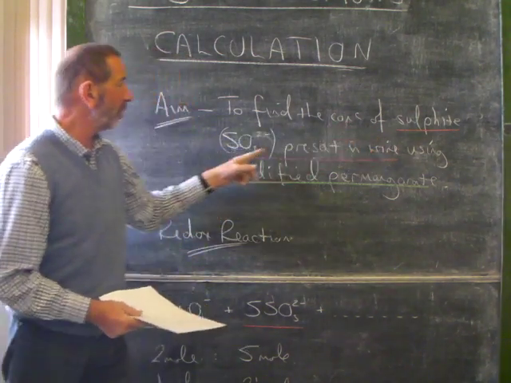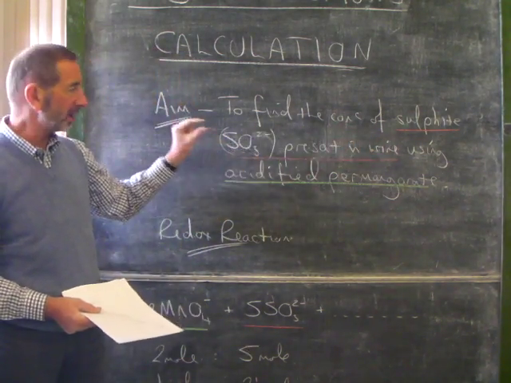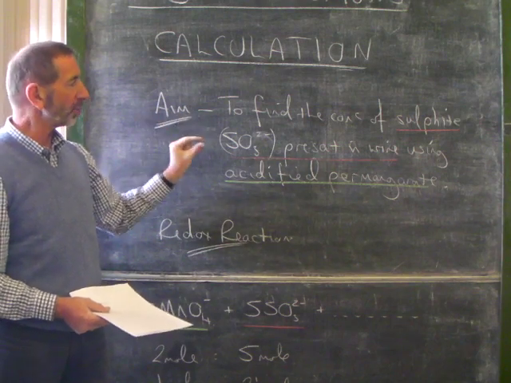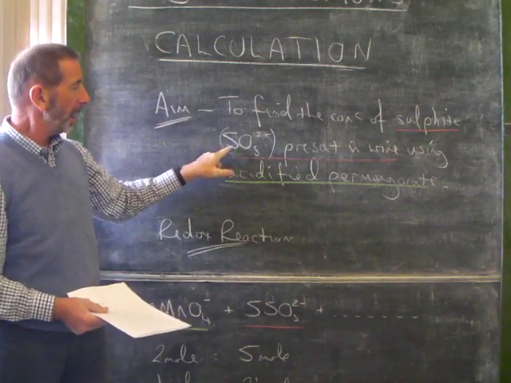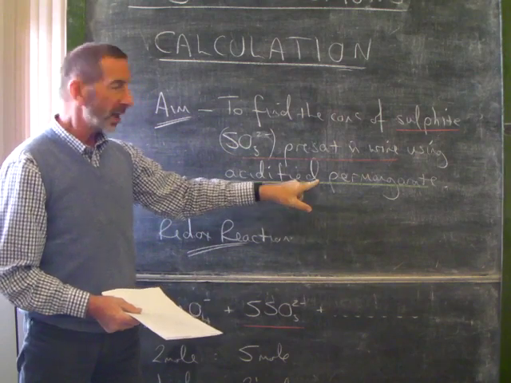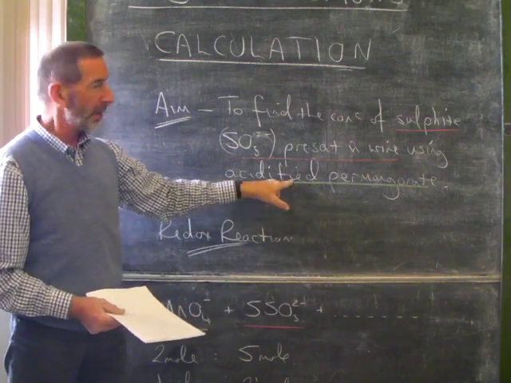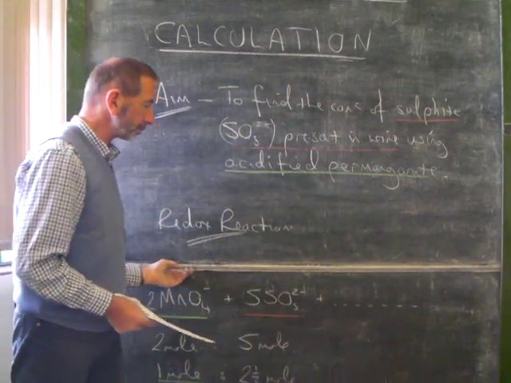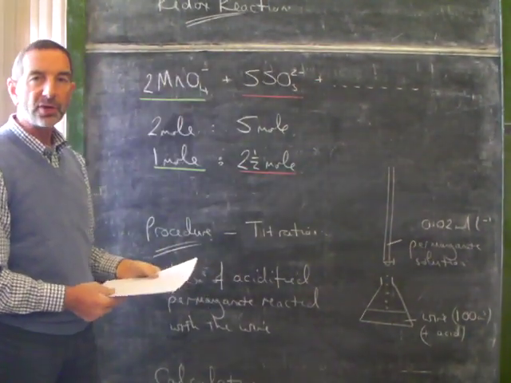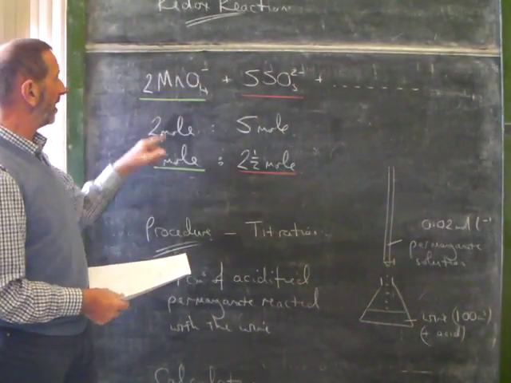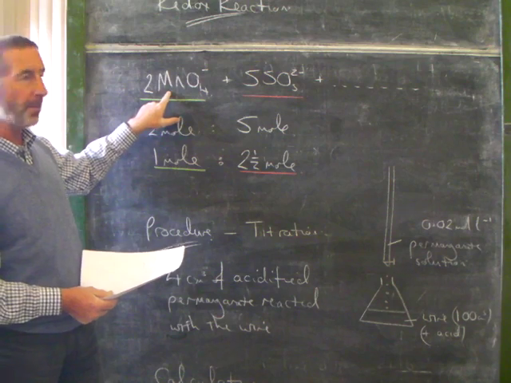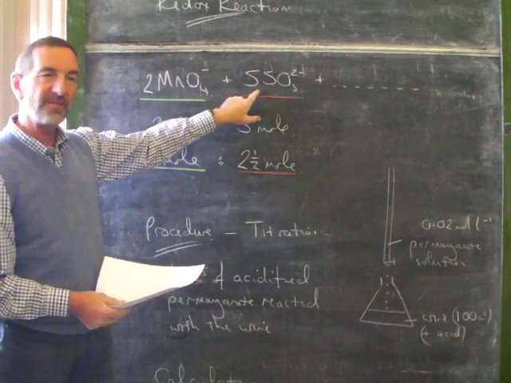Sulfite ions are added to wine as a preservative. They're added in tiny amounts, and it's possible to see how much sulfite is present by adding acidified permanganate. The more permanganate which reacts, the more sulfite must be present. If we wrote out a redox equation for this reaction, we find that every time 2 moles of permanganate react, there must be 5 moles of sulfite.